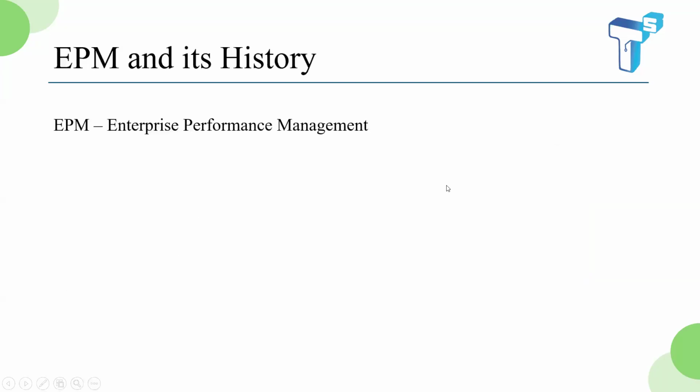So what is EPM? EPM is nothing but Enterprise Performance Management. The full form of EPM is Enterprise Performance Management. Where does this EPM come into the picture? For example, during the initial times, let us go by an example.